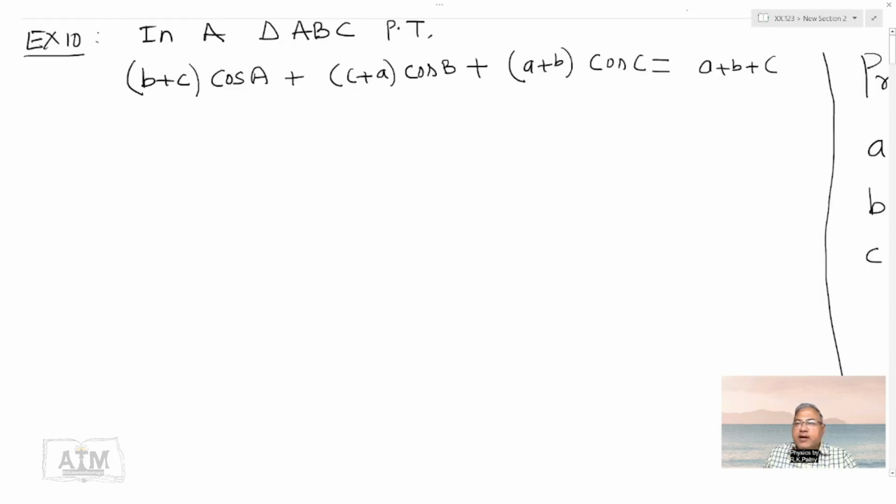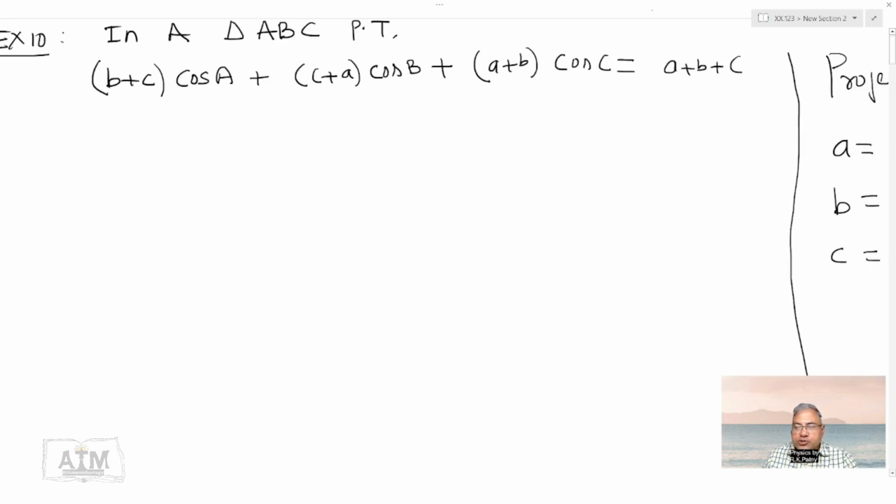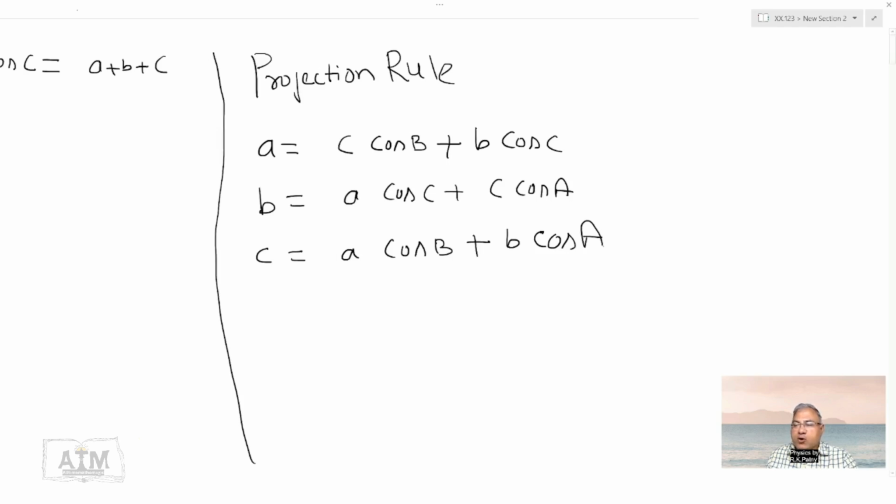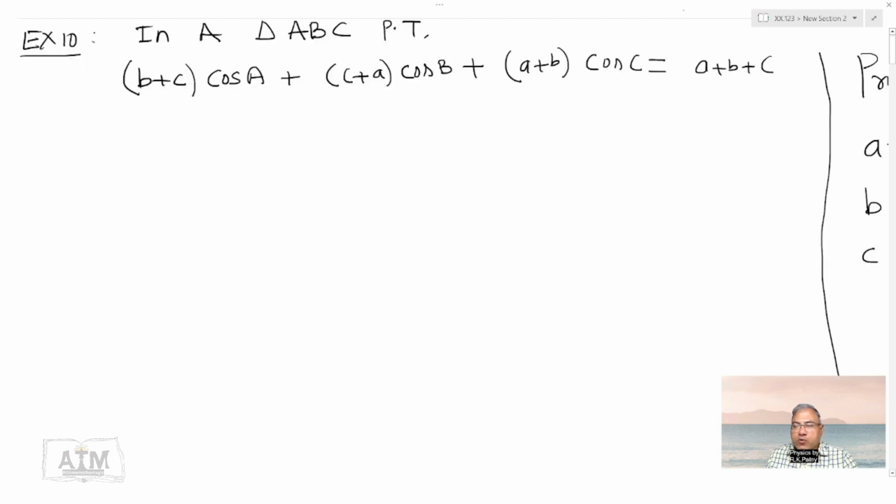Example number 10. In a triangle ABC, prove that b plus c into cos A plus c plus a into cos B plus a plus b into cos C equals a plus b plus c. To solve this question, I am going to use projection rule here. According to projection rule, a equals c cos B plus b cos C, and b equals a cos C plus c cos A, and c equals a cos B plus b cos A. And to get these terms, I am first opening all the brackets and making the pairs.